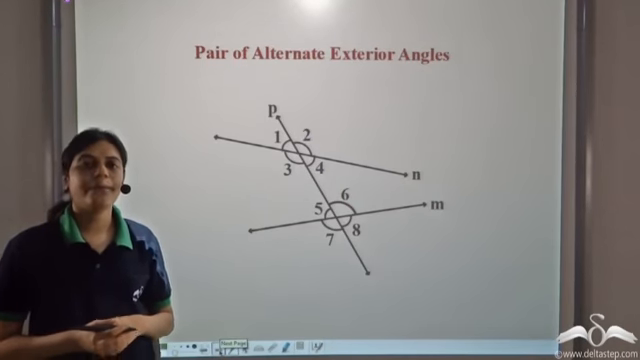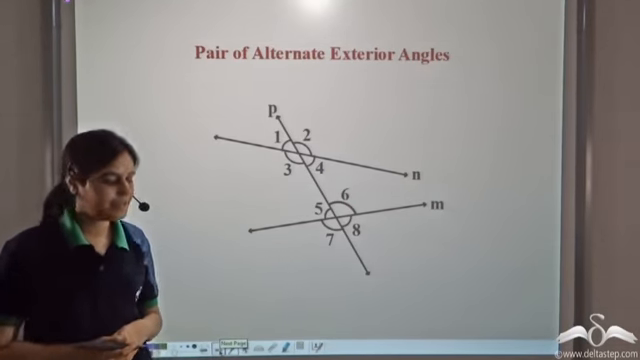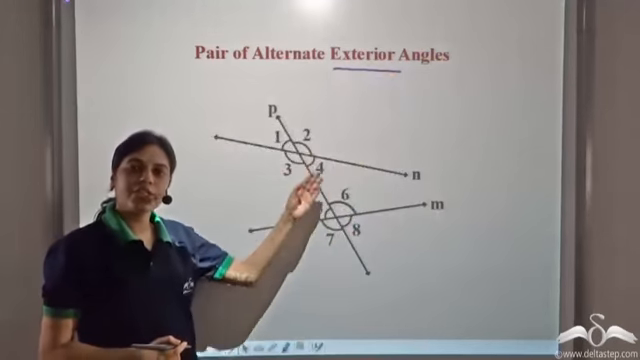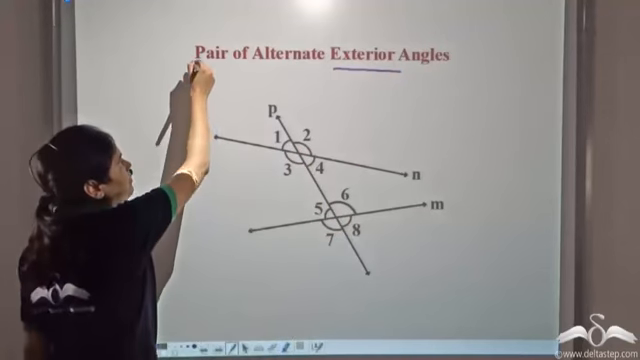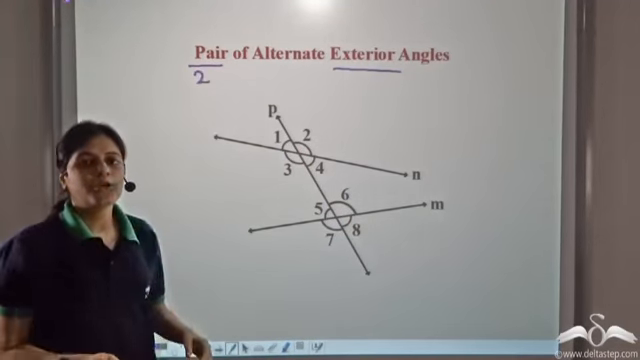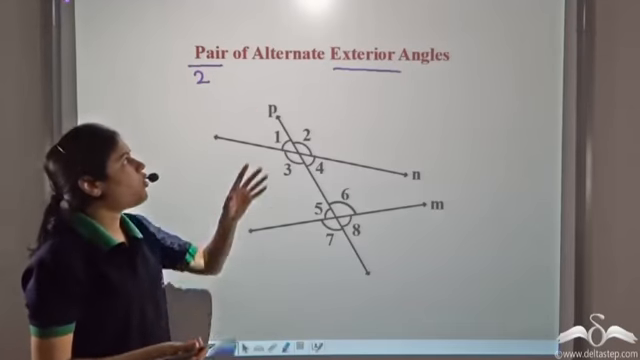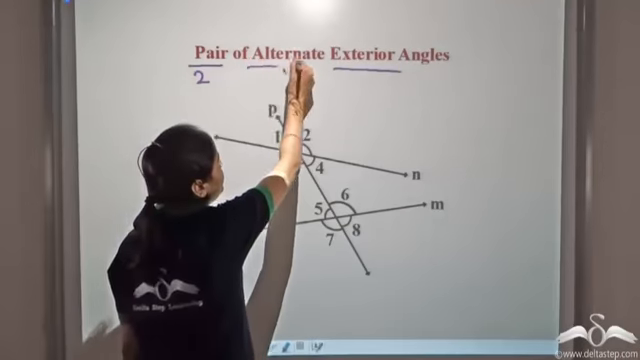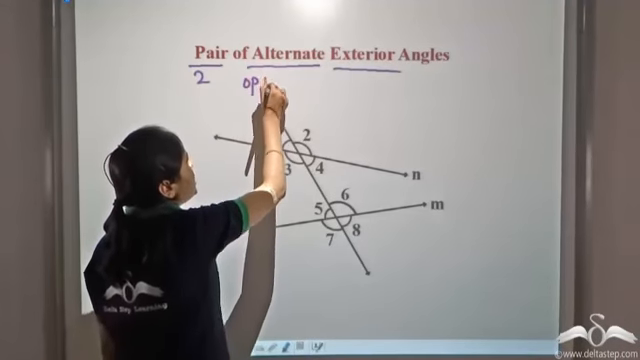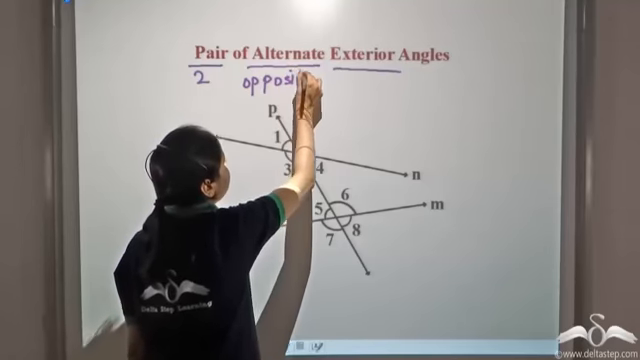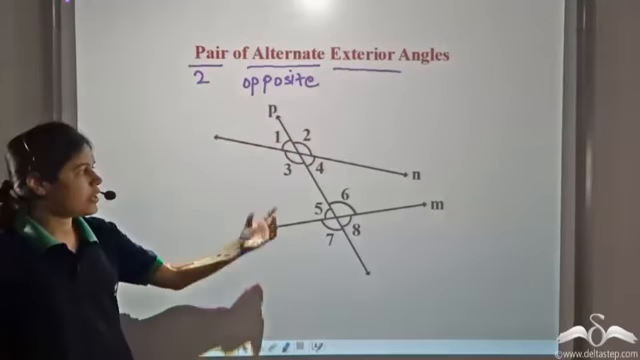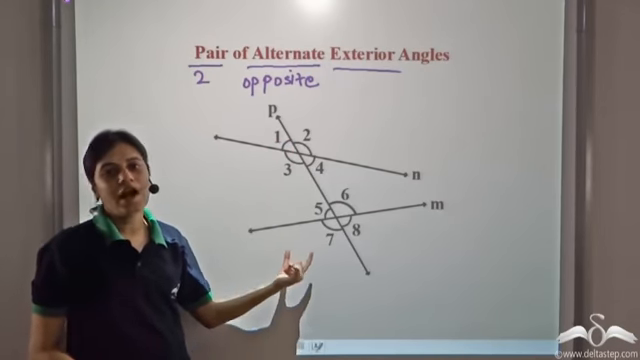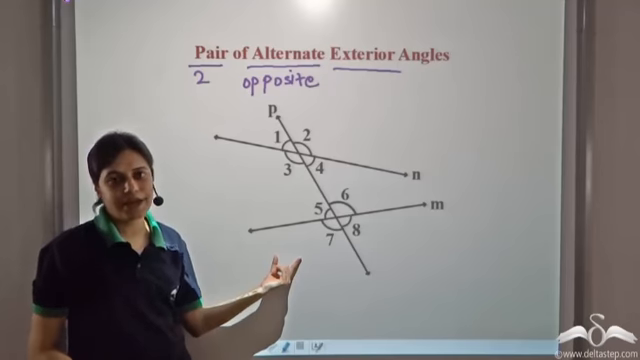Now let us come to pair of alternate exterior angles. Exterior angles means they will be outside the two lines. Pair means two angles together are called alternate exterior angles, and alternate means they lie on the opposite sides of the transversal. So exterior angles which lie on the opposite sides of the transversal are called a pair of alternate exterior angles.